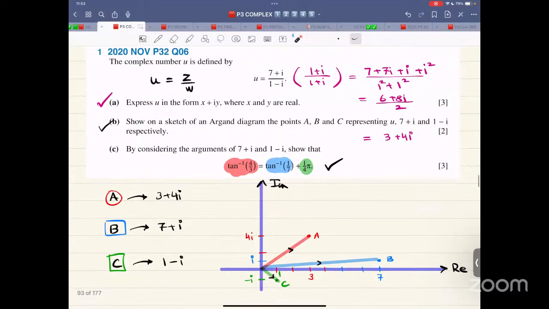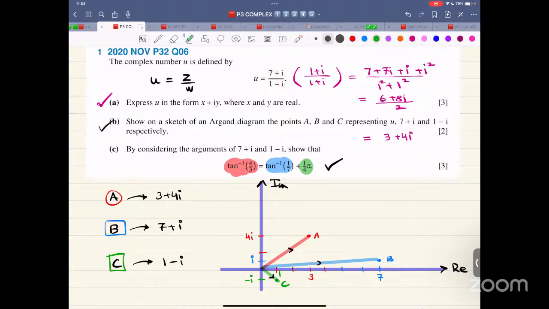Yes, a very nice question. It says the complex number u is defined by z over w, given as this. That simplifies to this, 3 plus 4i. Show on a sketch of an Argand diagram the points A, B, and C. So A is u, which is 3 plus 4i. B is 7 plus i. C is 1 minus i. By considering the argument of 7 plus i and 1 minus i. Now keep in mind there is 7 plus i and 1 minus i.